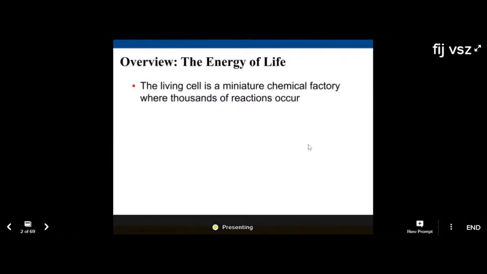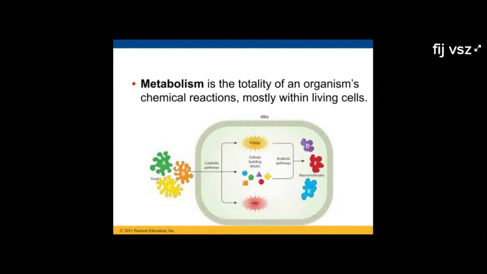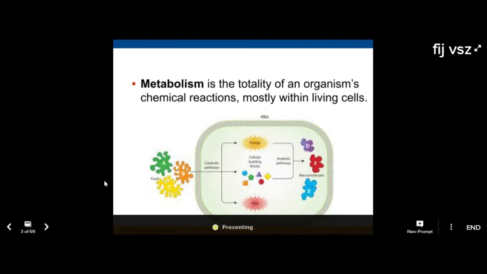Okay. So a living cell is a miniature chemical factory where thousands of reactions occur. You don't need to write that down. Here's what you need to write down. Metabolism is the totality of an organism's chemical reactions, mostly within living cells. That's what metabolism is. That's the definition. It's all the chemical reactions happening in your living tissues, whether they be breaking down things or building up things. Both of those types are included. Your entire metabolism is all your chemical reactions, not just your digestion, but also chemical reactions where your cells are building.